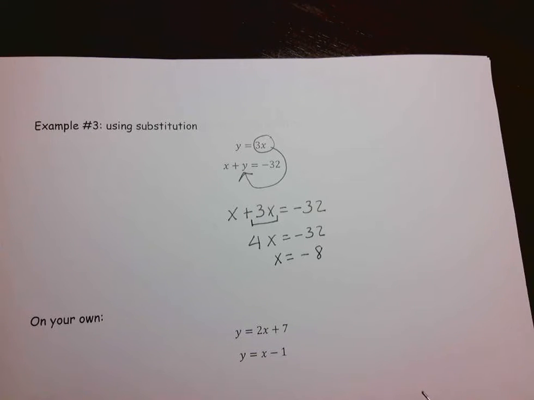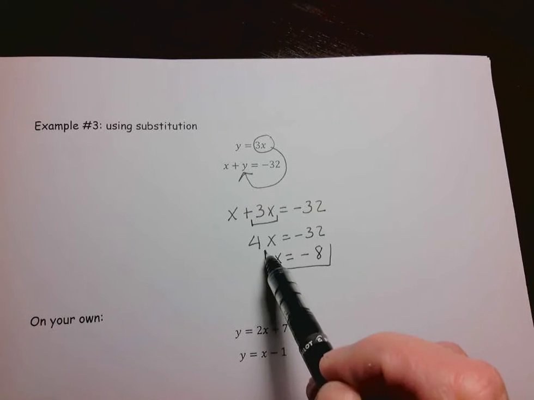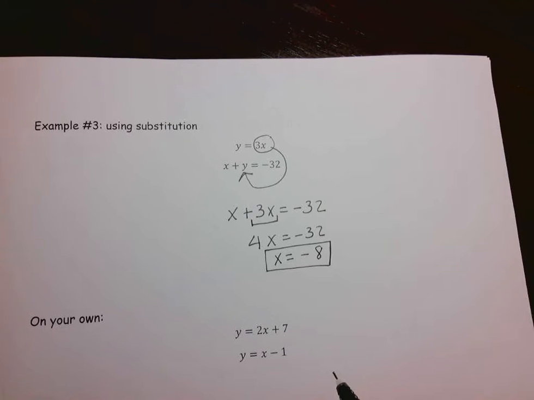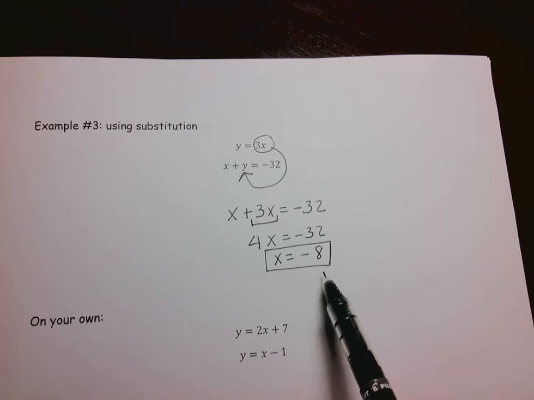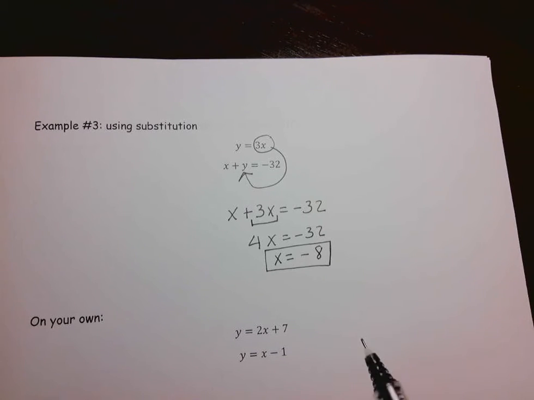But what's the y coordinate that is going to make both of these equations true? At what y coordinate will these two lines intersect? Well, all I have to do is take x equals negative 8 and plug that back into either equation and solve for y. Remember, we're trying to find the xy coordinate that will make both of these equations true. So it does not matter which equation you plug this back into. You should get the same answer.